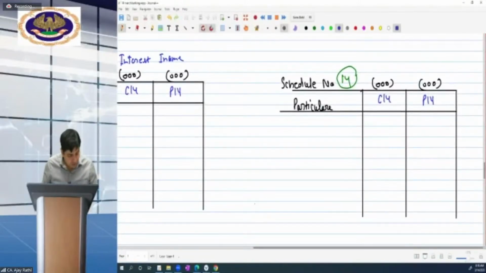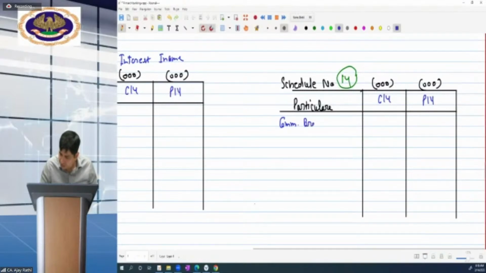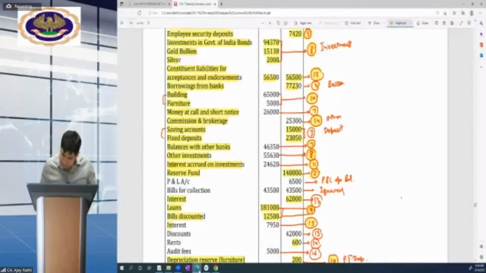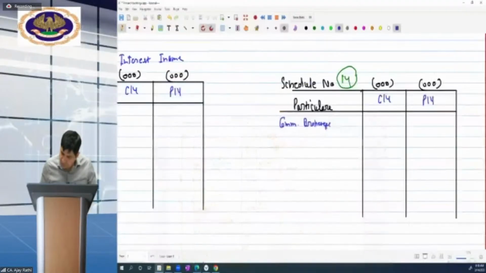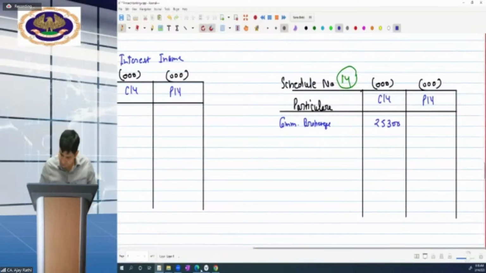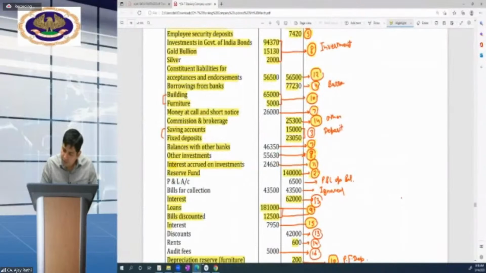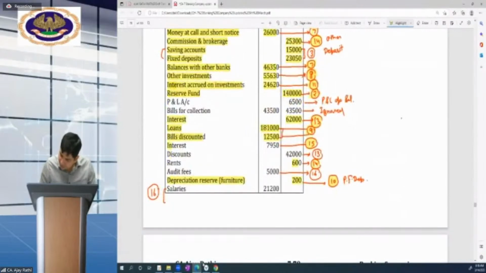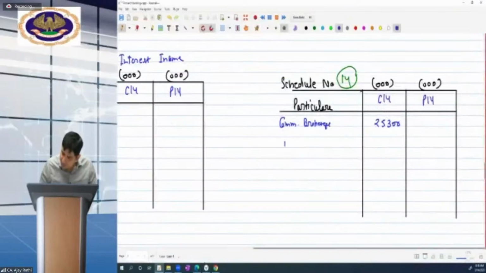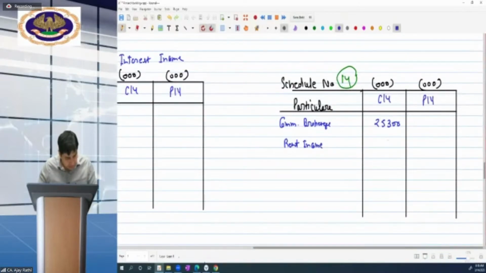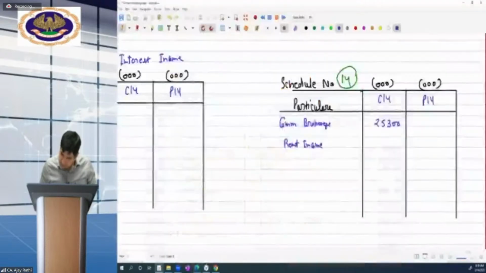Other incomes. Those are commission, brokerage, 25,300. Now, the next point is there. Coming to the next point, this one. But the rent income is there. Those are how much? Those are 600.